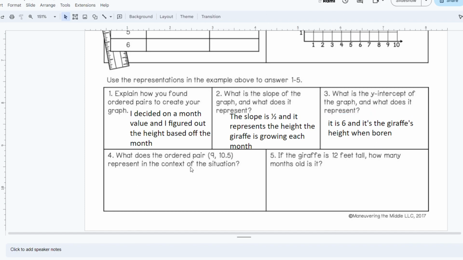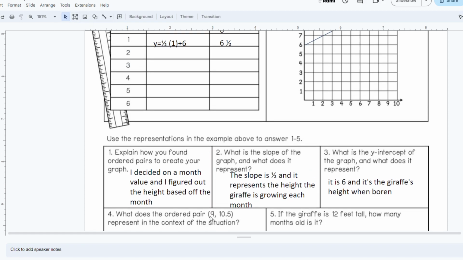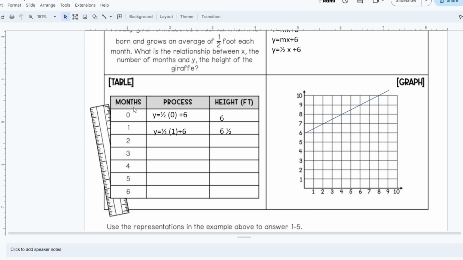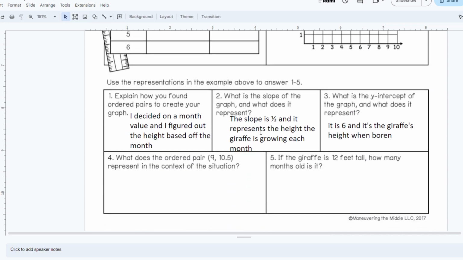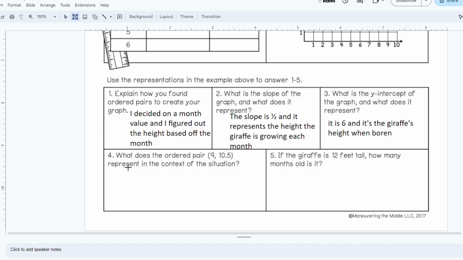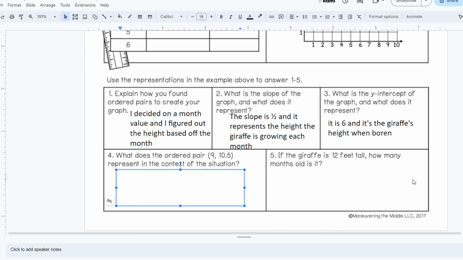What does the ordered pair 9 and 10.5 represent in the context of this situation? Well, think about it. 9 represents the months, and 10.5 represents the height in feet. So what does it represent? In 9 months, the giraffe's height is 10.5.